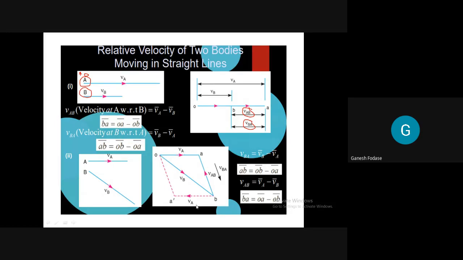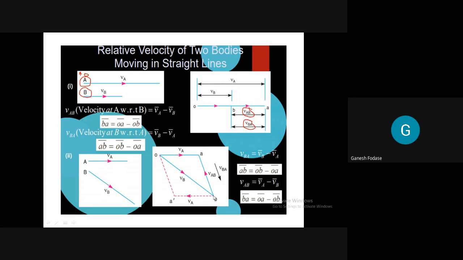Okay. So here OA and OB are the vectors. Now the length of the vector OA is nothing but the magnitude of velocity. So OA represents VA, OB represents VB. Now if I have to find out velocity of B with respect to A, then how to join? Join this. Let's say this is VA, this is VB. If I want to find the relative velocity of B with respect to A, join these two vectors.